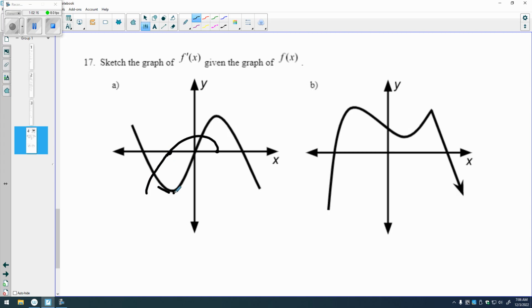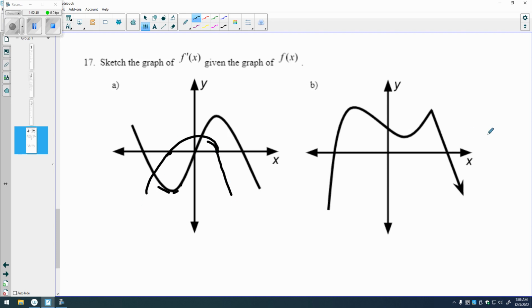Same thing. They're kind of flat, so they're small, and then as I go, they're getting steeper and steeper. Right here, it's the steepest, so I have a highest derivative, and then it goes to 0 here. And so I have a parabola looking shape, which should make sense. This is cubic, and when I take the derivative, I decrease the exponent by 1, making this a quadratic.